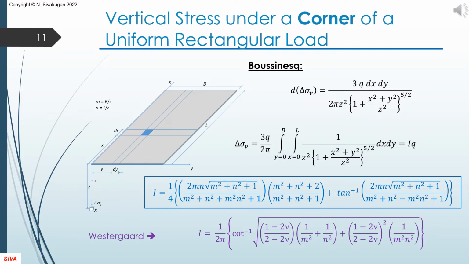We end up with a long expression for the influence factor I in terms of M and N, which are given by B over Z and L over Z. Note that M and N are interchangeable. We can develop an expression using the Westergaard equation for point load too. Here, Poisson's ratio comes into the picture.